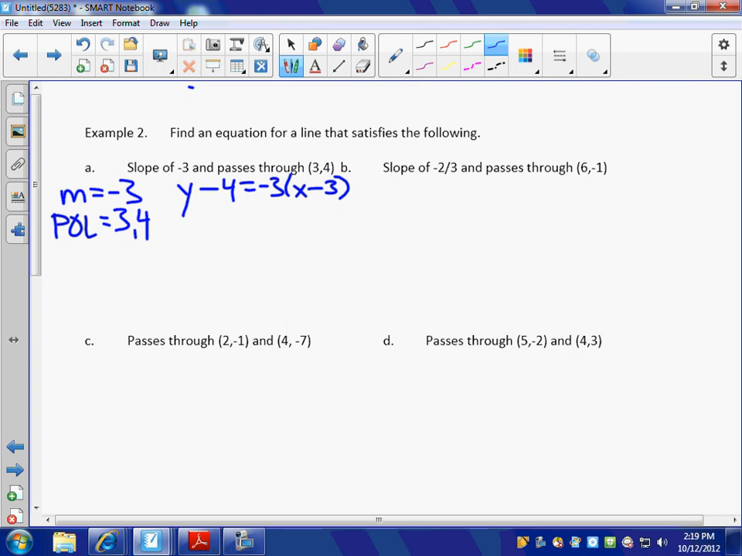So all I have to do is plug it in. From there, I just simplify. Y minus 4 equals negative 3x plus 9. Add the 4, y equals negative 3x plus 13. Yes? You do the second one on your own. You choose whether you want to use the point slope formula or slope intercept form. Okay? You do either or. Go.